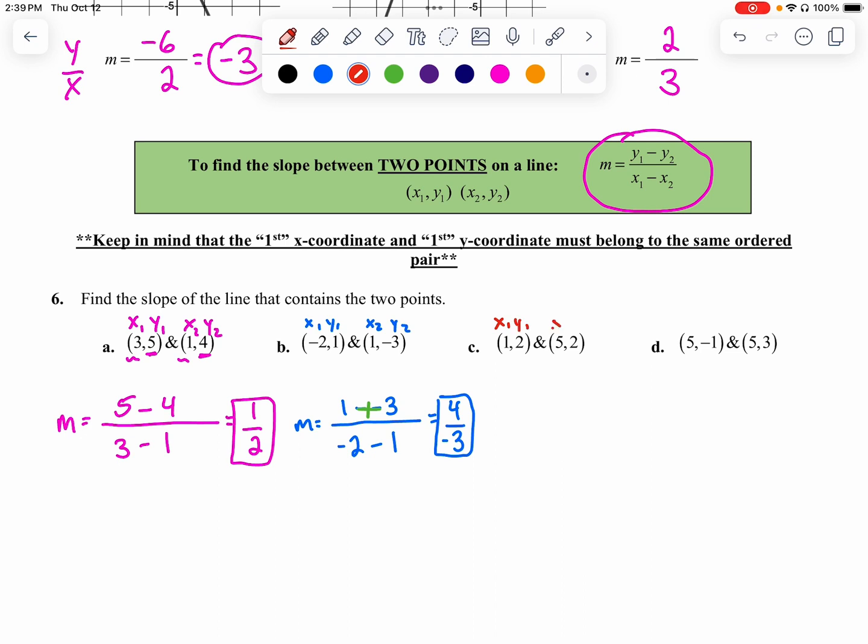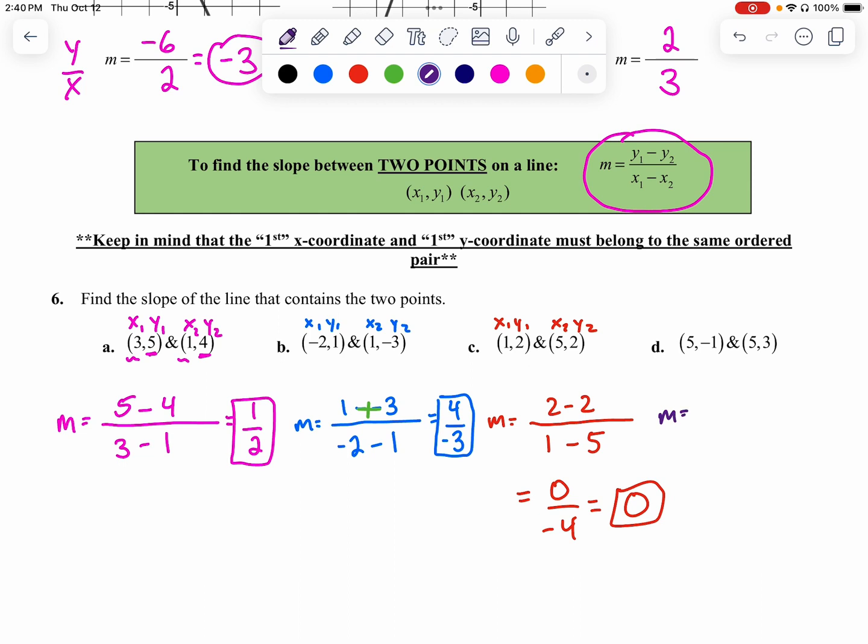Again, I'm going to label just so I don't get confused as to what's what. So we're going to do y1 minus y2 over x1 minus x2. So 2 minus 2 is 0, and then 1 minus 5 is -4. Ooh, 0 on top. If 0 is on top and you divide by a number, that's just going to equal 0. So my slope here is 0.